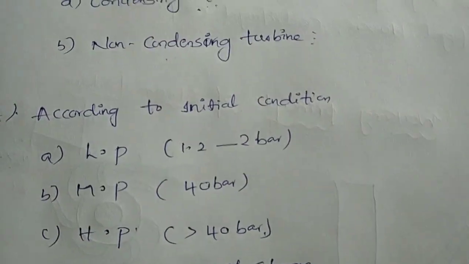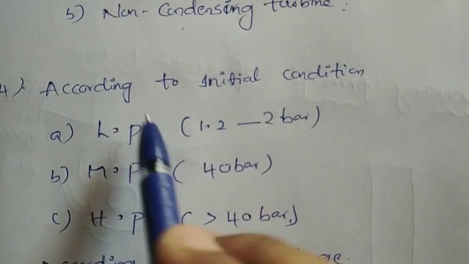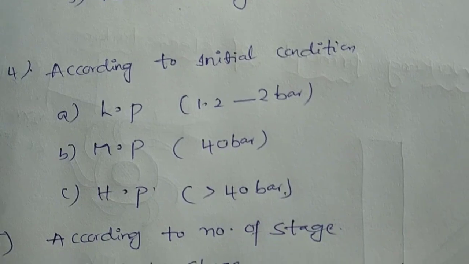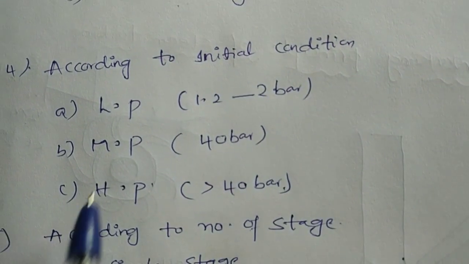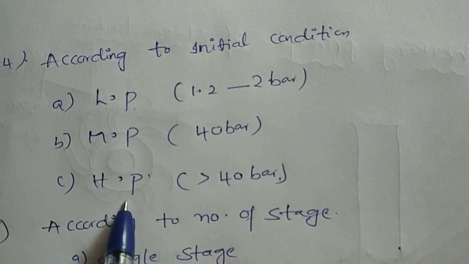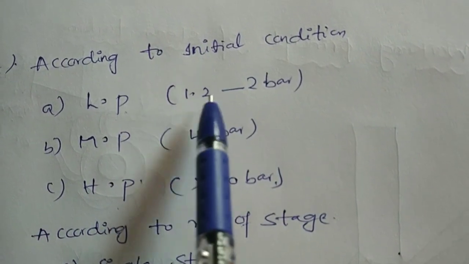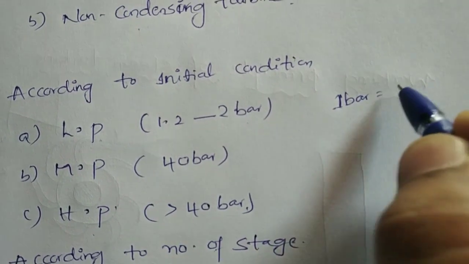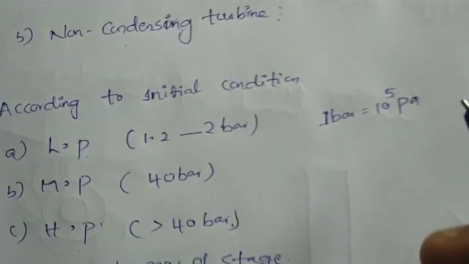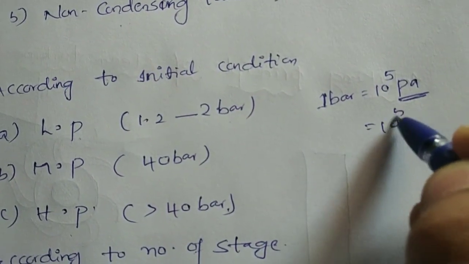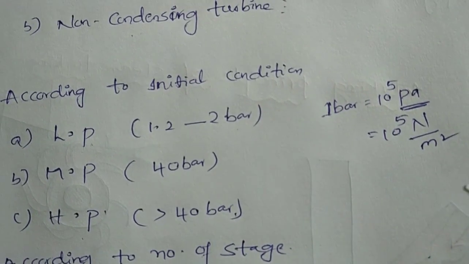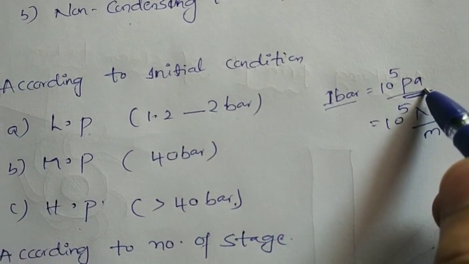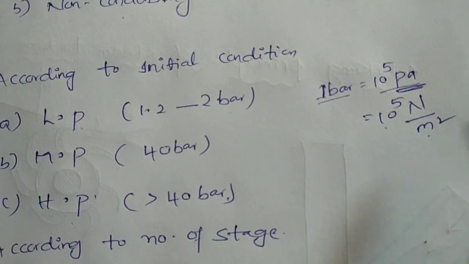Otherwise it is called a non-condensing turbine. Next one is according to initial condition. Based upon the initial steam that is coming to the turbine, it is classified into three types: low pressure, medium pressure and high pressure. Low pressure means the pressure should be 1.2 to 2 bar. What is meant by bar? 1 bar is equal to 10 power 5 Pascal. Pascal means Newton per meter square. That is, 1 bar is equal to 10 power 5 Newton per meter square.